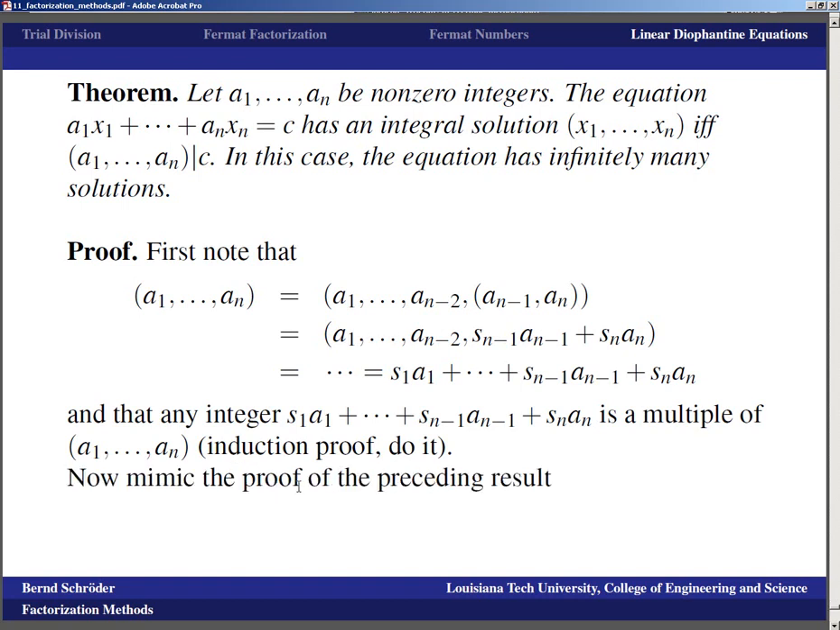And then you would just mimic the proof of the previous result, which is another good exercise that I would want you to do at this stage.